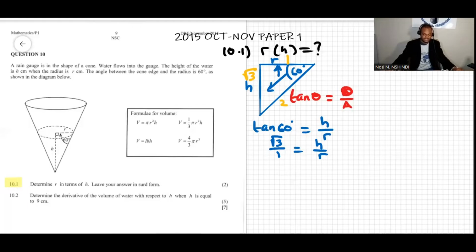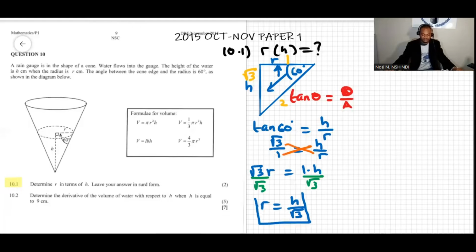Now, if I need to find r, we can cross multiply. This with that. So we have square root of 3 times r equal to 1 times h. And then if I need to find r, I divide both sides by square root of 3. And then I'm left with r equal to h over root 3. That's the value of r. Good, that's r in terms of h. So as I said, I can write it like r of h.